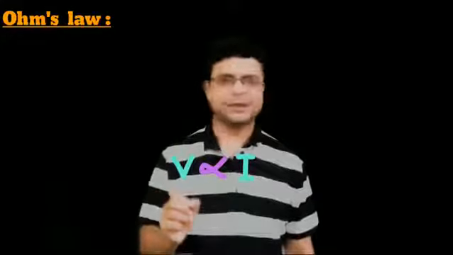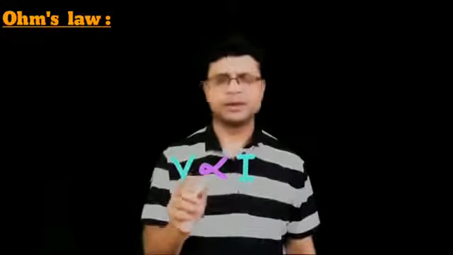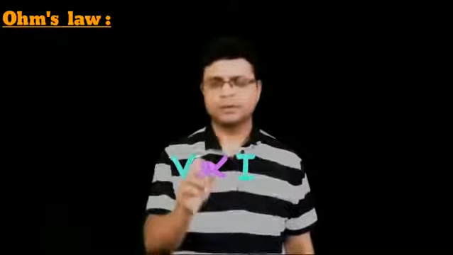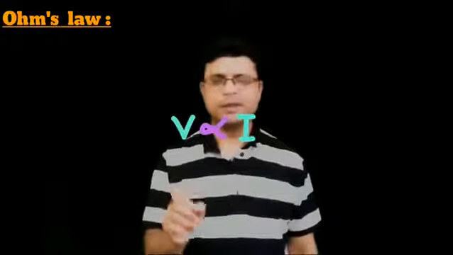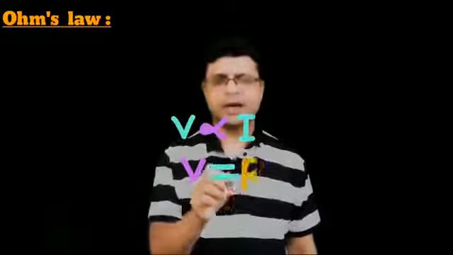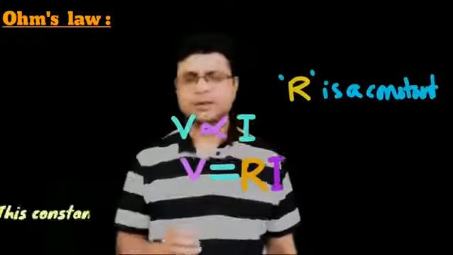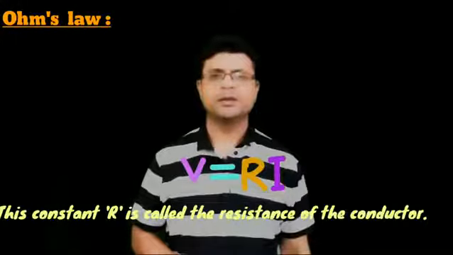Okay, so now we want to remove the proportional sign. Let us proceed. Then V is equal to, proportional is changed to equal, then we have to put a constant, right? V is equal to a constant R into I. Okay, now this constant R is called the resistance of the conductor.